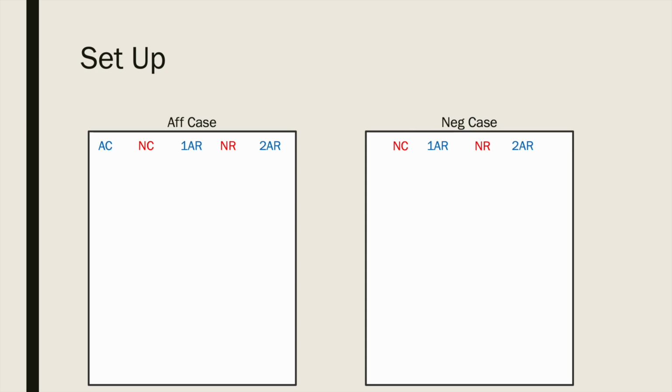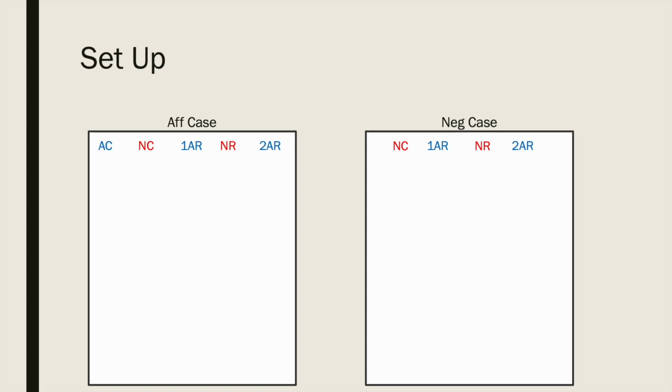Think of these columns as color-coded, right? Anything that is said in the AC, 1AR or 2AR would be written in the AF color, in this case blue. Anything said in the NC or NR is going to be written in the neg color, in this case red. And you will notice that there will be blue and red ink on both sheets of paper because in a round each speaker should talk about both cases, right?